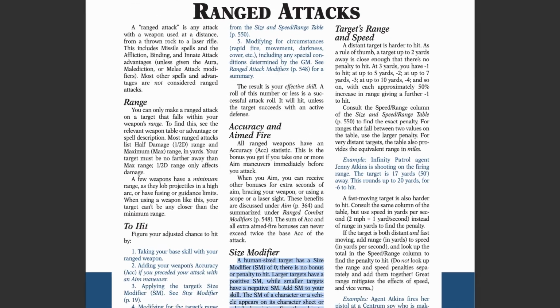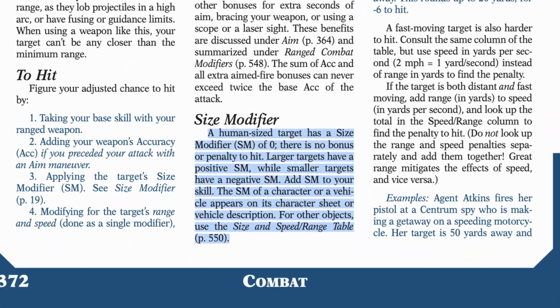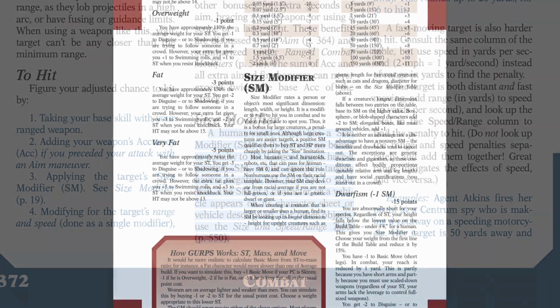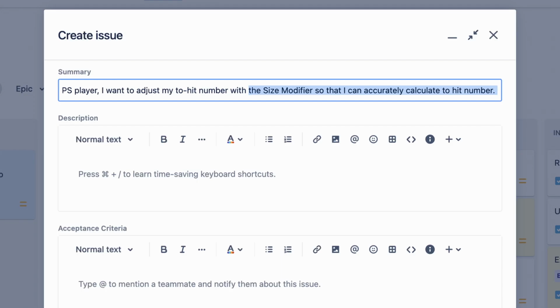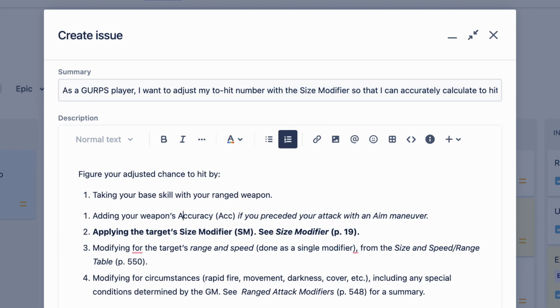The idea is that your to-hit number depends on the size of your target. So, for example, you don't get any bonuses if you shoot a human being. But if you try to hit a car, it's bigger and therefore easier to hit, so you get a better to-hit number. As a GURPS player, I want to use this size modifier so that I can accurately calculate the to-hit number. In the description, again, I'll link to the corresponding pages of the PDF and attach my drawings.